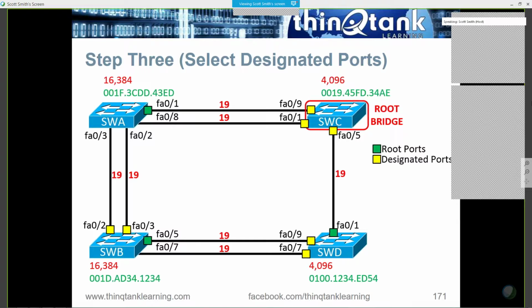What do you suppose the last step is? By the way, what is the port role of those yellow ports? Designated, right? What is the port state of a designated port? The port state is forwarding. Forwarding state.